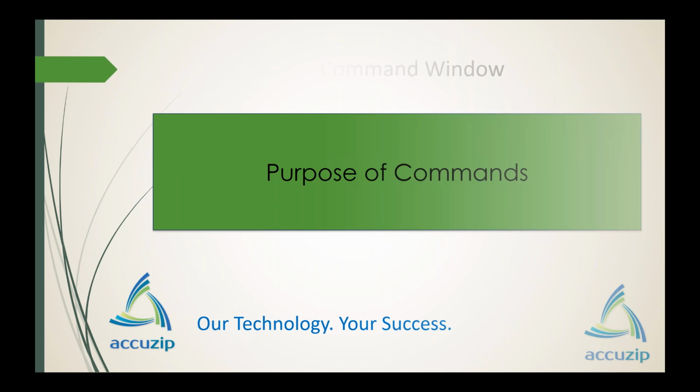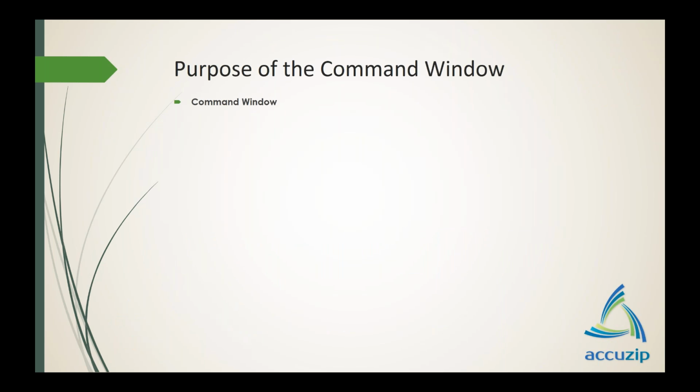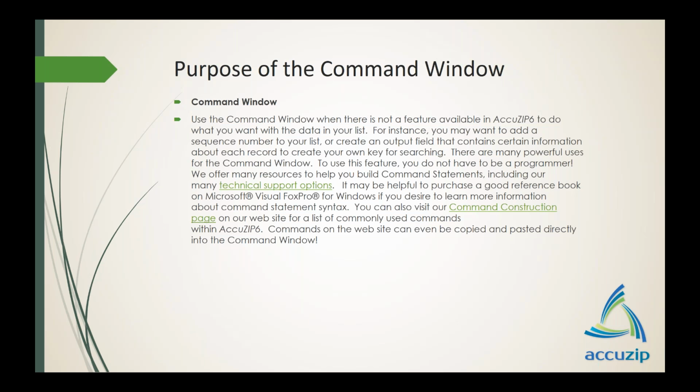So the very first thing is the purpose of commands. The purpose of the command window in AccuZip is for use when there is not a feature available in AccuZip to do what you want with the data in your list. For instance, you may want to add a sequence number to a list, or create an output field that contains certain information about records to create your own key for searching. There are many powerful uses for the command window, and to use this you don't have to be a programmer.